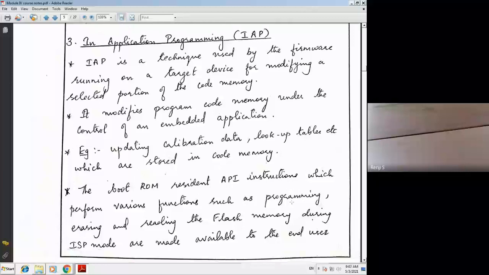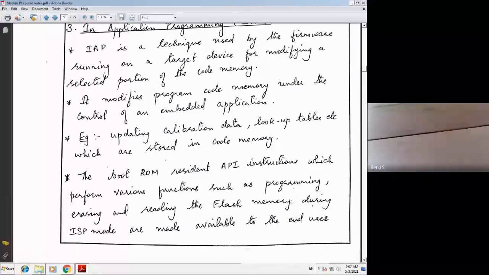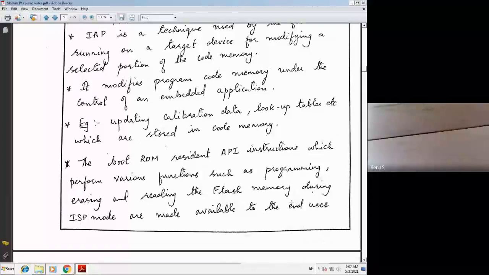There will be an embedded application available to the end user, and through this embedded application, the end user will be able to change certain portions of the code memory. Like if they want to update some calibration data, modify certain values, or change the lookup tables, which are stored in the code memory, then this privilege is provided to the end user through the embedded application, while the application is in use.